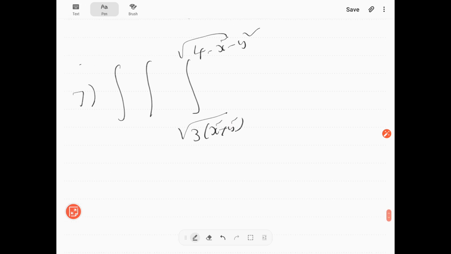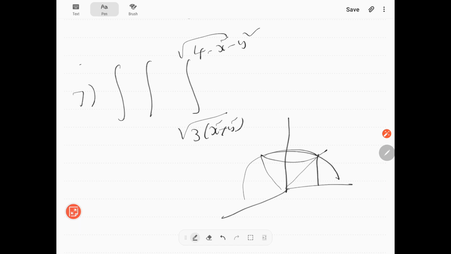So here, your projected region will be this. This is the cone, and this is your projected region. So what is this projected region? That we need to find out. What is the point of intersection of the cone and the sphere?